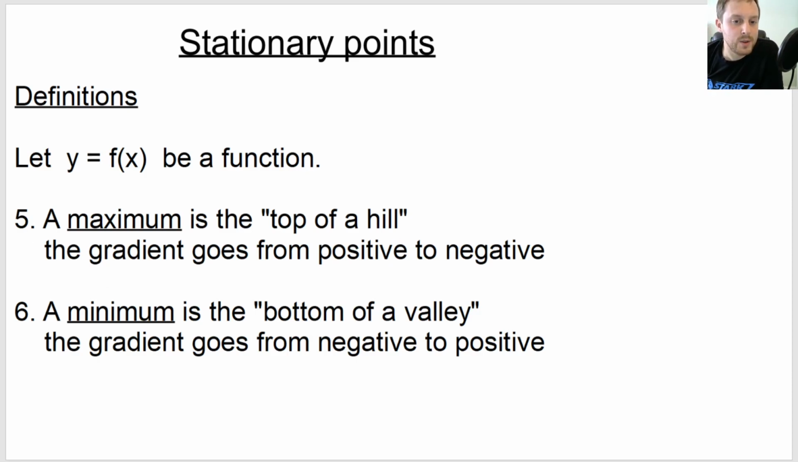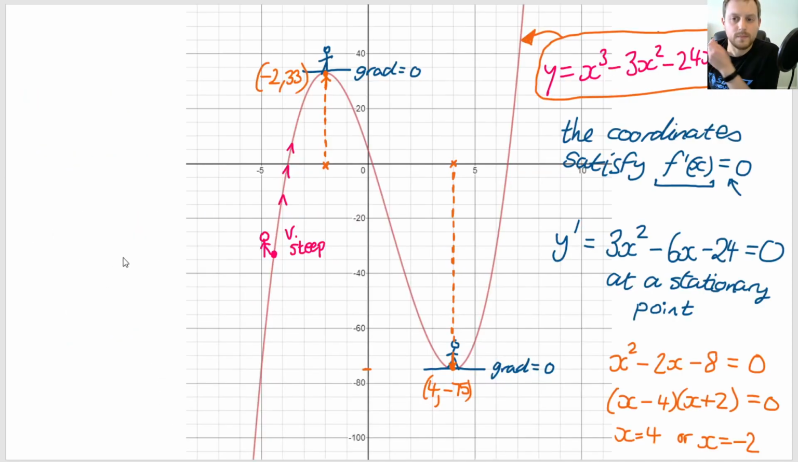So let's go back to this picture up here. This point up here is the top of a hill. This point down here is the bottom of a valley. This point here is called a maximum, and this point here is called a minimum. So it's at this point that if you went to page 106 in your book, you would see two little pictures that look just like the top of a hill or the bottom of a valley.